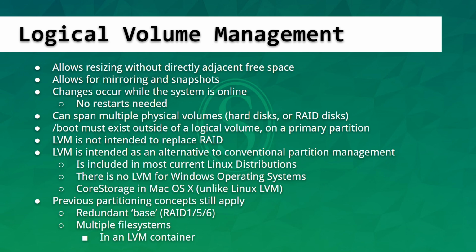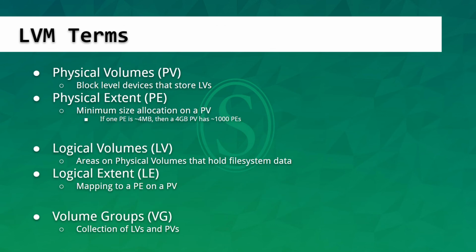The previous concepts still apply though, right? So you need a resilient and redundant base, whether that's a RAID 0, RAID 1, or RAID 5, or RAID 6, depending on the problem you're solving. And it's good to have multiple file systems. You just put those file systems inside of an LVM container, and we're going to get some nomenclature out of the way so we can explain that.